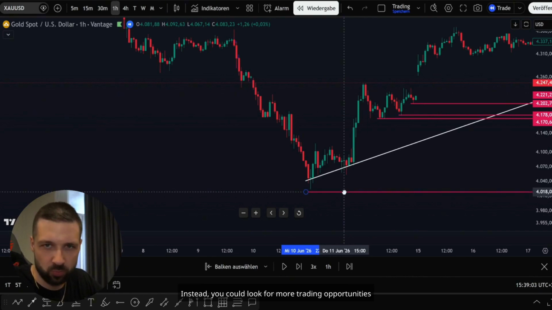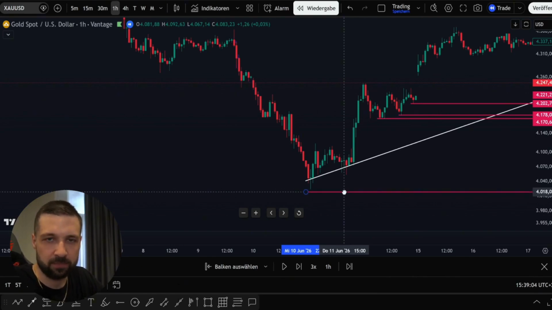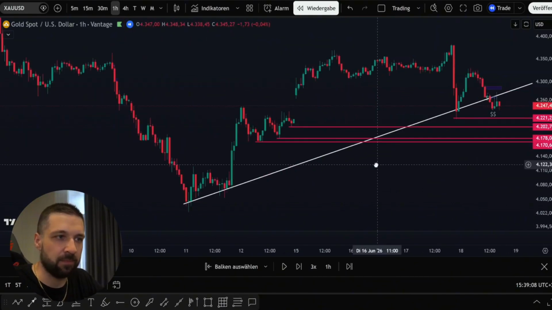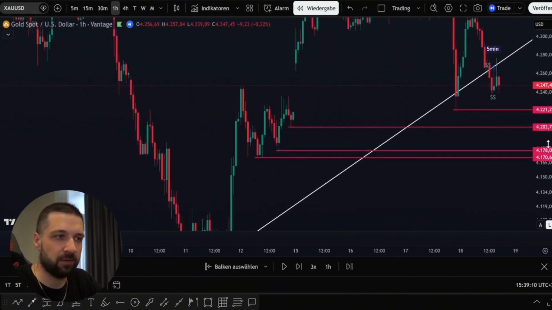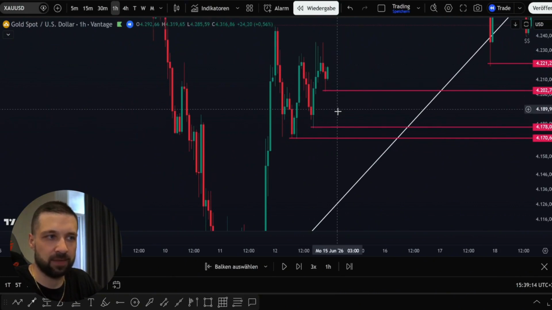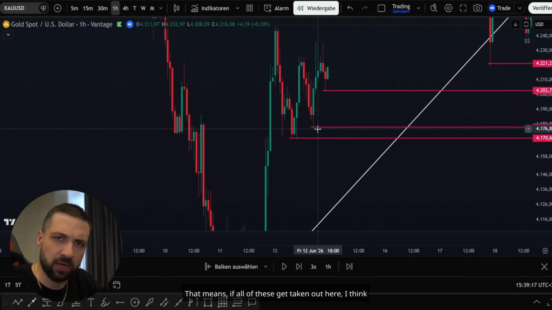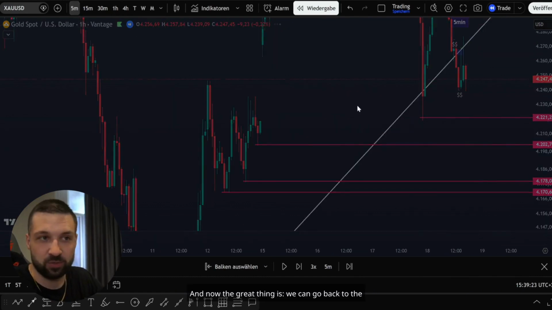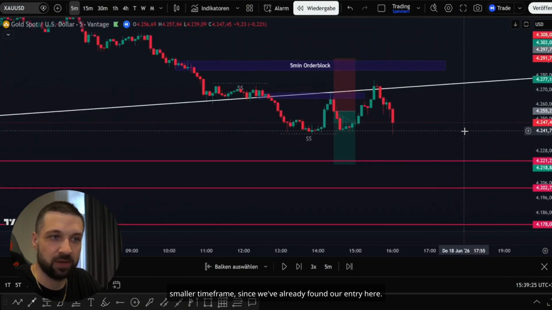Instead, you could look for more trading opportunities in the end. That means we're staying realistic here. But these areas here look very good. If we take a closer look here, we can also see that a lot of orders have come in here. That means if all of these get taken out here, I think it's a pretty good point to set our take profit.